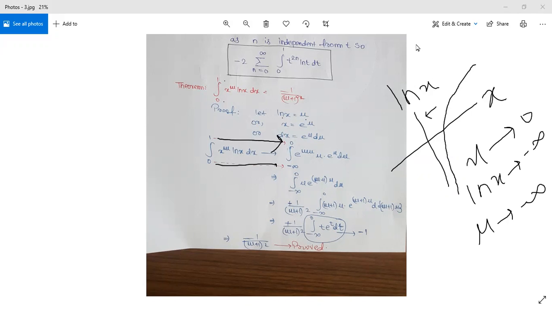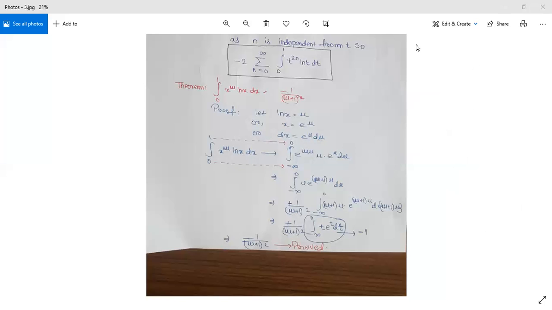And as x is now e to the power of u, x to the power of m will be e to the power of mu. Natural log of x is just u, and dx is e to the power of u du. Rearranging these terms, I will have the integration from minus infinity to 0 of u multiplied by e to the power of (m plus 1)u du. It is just simple mathematics, which all of you can do.